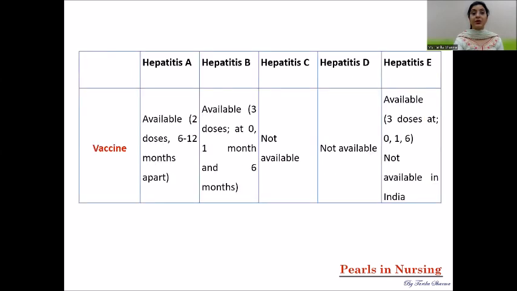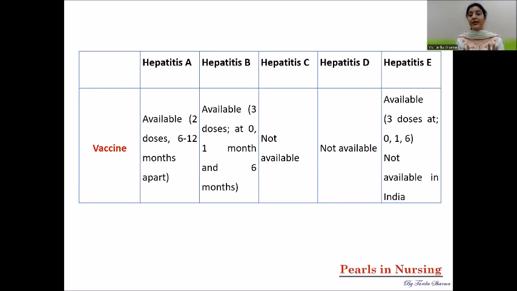The next difference is on the basis of vaccine. Okay, vaccine available है कि vaccine available नहीं है. So for hepatitis A, yes, we have the vaccine available. It is available in 2 doses, 6 to 12 months apart. When we talk about hepatitis B, yes, the vaccine is available. It is available in 3 doses, which is given at 0, 1 month, and 6 months. And when we talk about hepatitis C and D, हमारे पास वैक्सीन अभी तक अवेलेबल नहीं है दोनों के लिए. Hepatitis E के लिए the vaccine is available in 3 doses at 0, 1, and 6 months.